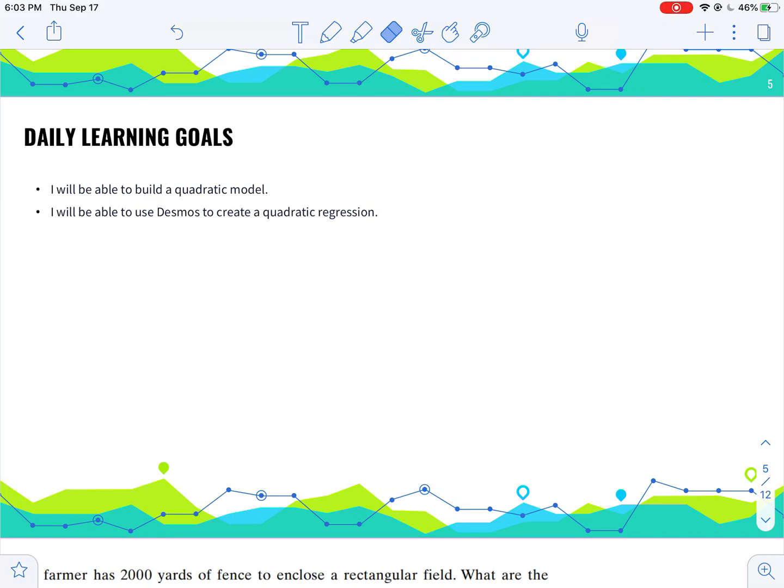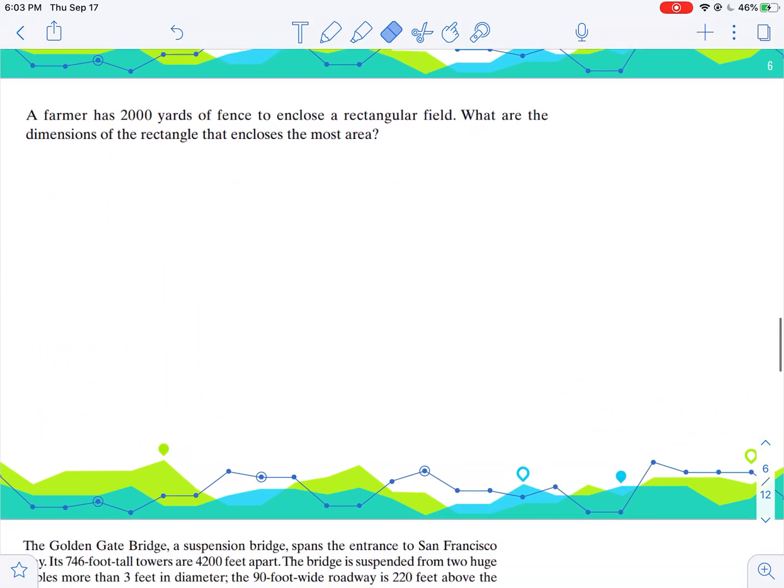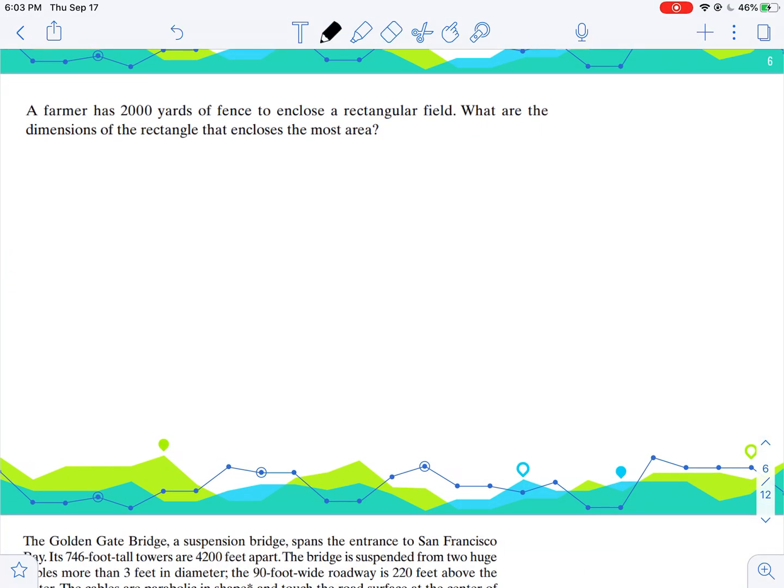So today we're going to continue our discussion about quadratic functions, and we're going to use quadratic functions to model a problem and to solve for given information based on our quadratic model. We will be able to do this by hand and also using Desmos. So let's start by looking at one that we can do by hand.